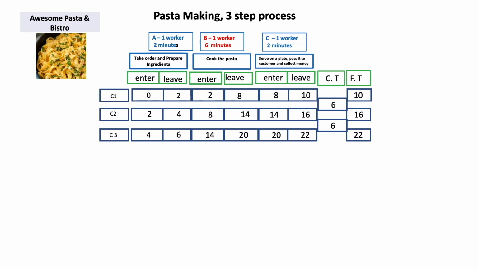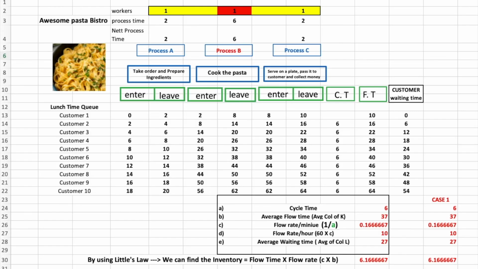You can see the flow time is different for different flow units. If you are lucky enough to come early, you will get your pasta early, so your flow time will be less. Let's extend the spreadsheet up to customer number 10. You can see I have applied the same logic all the way through customer 10, and I have calculated the flow time.